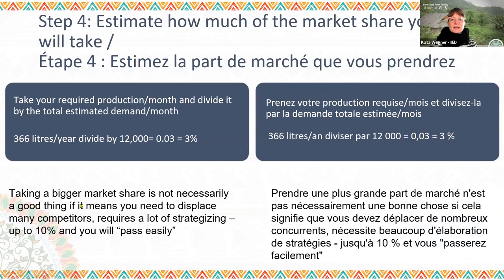So then, based on this, they will be able to estimate how much of the market share they will take. They take the required production per month, which we've just calculated before, and divide this by the estimated total demand in the markets they're envisaging to sell in. And they will have done previous rough estimates of this demand. So in this case, they would divide the 360 liters by 12,000, which is the demand in the market that they are aiming for. So they will calculate through this that they will approximately take a market share of 3%.